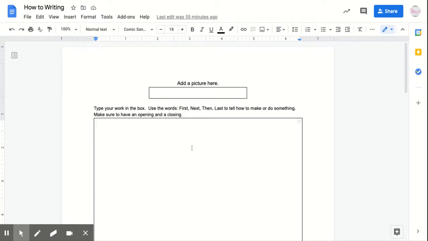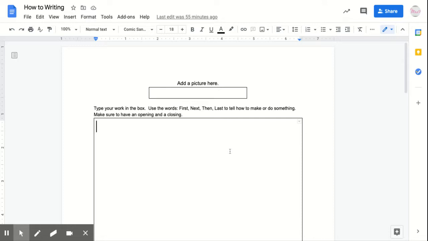So I want to type in the box my how-to. So first I need to think, well, what am I going to write about? Okay. Remember, it doesn't need to be something hard that you know how to do. It can be something easy. And today I'm going to tell you about how to put on hand cream. Okay, hand cream. So if you think about it, most of us know how to do that. But at one point in time, somebody had to tell you how to do it. So I'm going to type that in here.